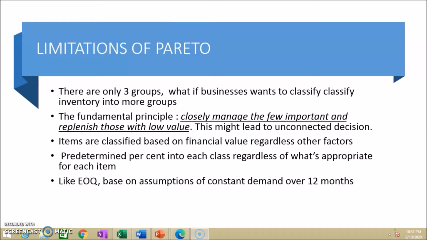So what is the justification for the ratio 80-20 or 95-5? Why not 70 or 30? And what is the boundary between two classes, like A and B, B and C? Also, like EOQ, Pareto is based on the assumption of constant demand over 12 months. This is not practical because some items might have seasonal demand, and the same product might be classified in different classes in different quarters of the year.